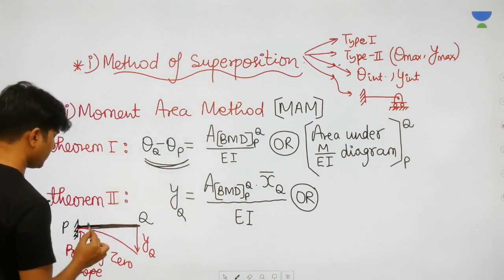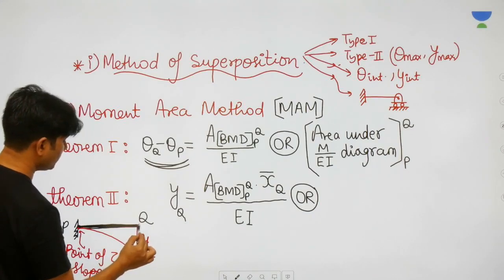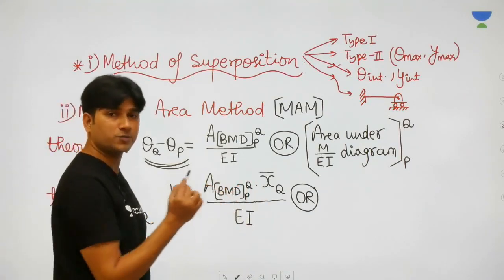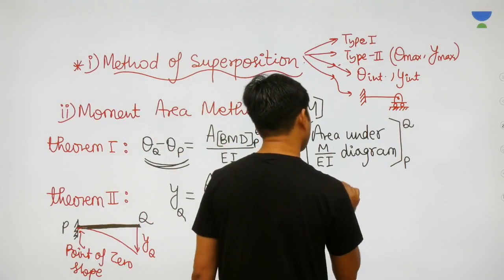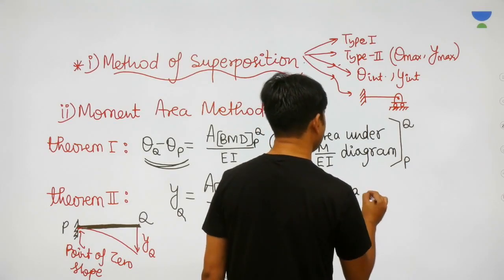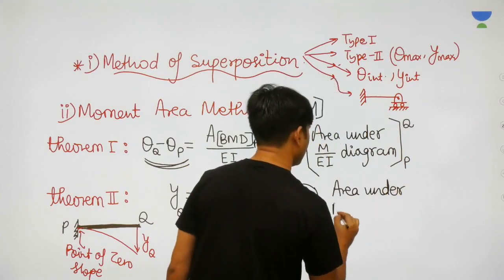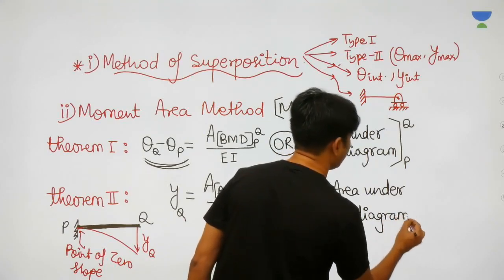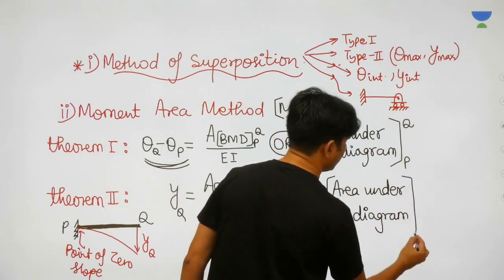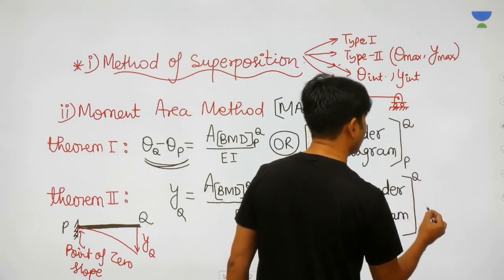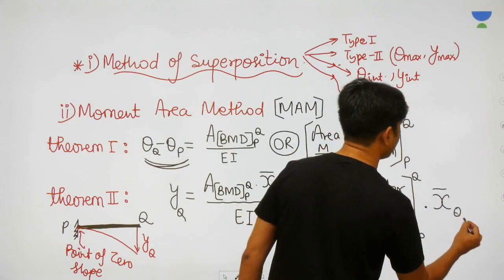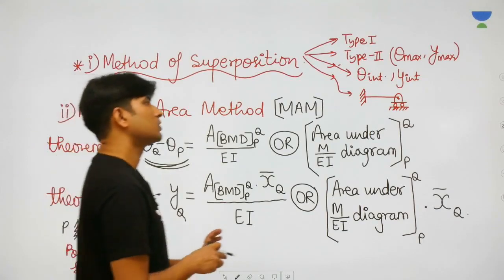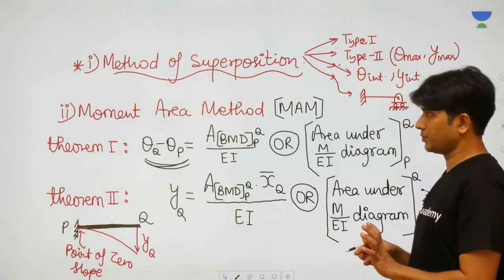Second theorem says that if you have a point of zero slope available, then with respect to that point of zero slope, my dear friends, the deflection is going to be area into x bar divided by EI. Or maybe if EI is varying, then we'll construct the M by EI diagram, and rather than considering the bending moment diagram, we'll take the area under the M by EI diagram, and then we'll multiply it with x bar. Please keep these two theorems in your mind to solve the remaining types of problems in cantilever beams.